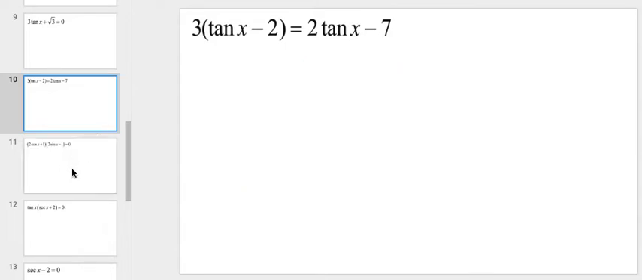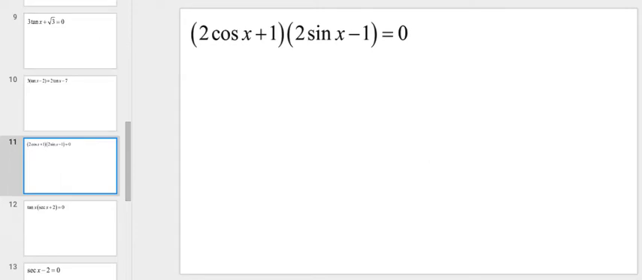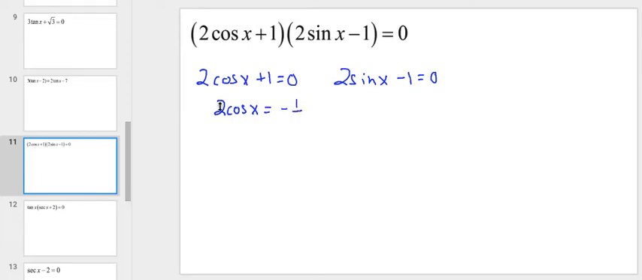For problem number 11, we're given a problem that is already a product equaling 0, so we can ZPP immediately. So we've got 2 cosine x plus 1 equals 0, and 2 sine x minus 1 equals 0. And both of these have pretty straightforward processes for solving them. We get 2 cosine x equals negative 1. And if you divide both sides by 2, you get cosine x equals negative a half. And then the other one, we'll have 2 sine x equals 1, and sine x equals positive a half.